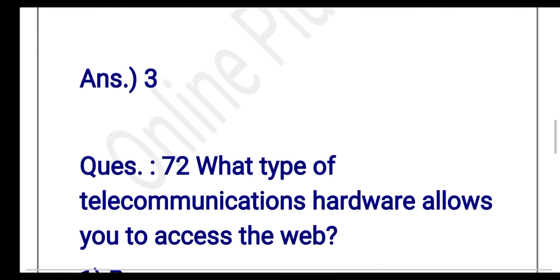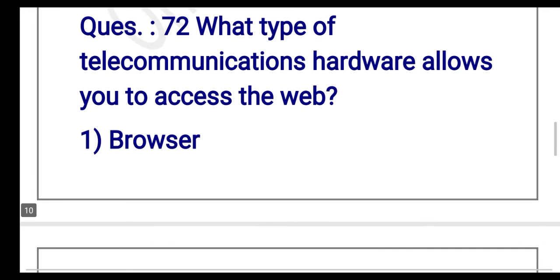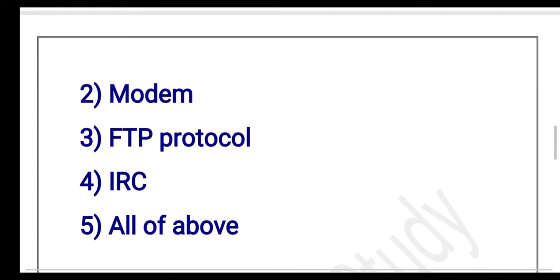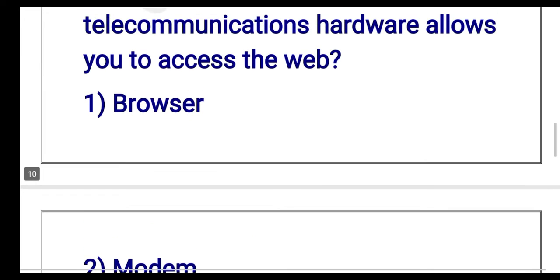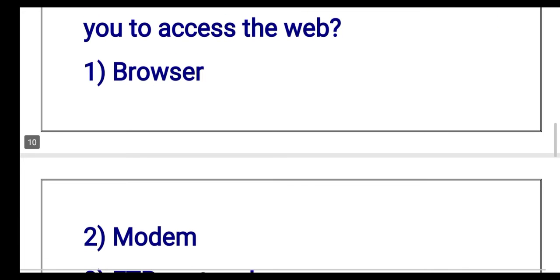The 72nd question is, which type of telecommunication hardware allows you to access the web? Options are browser, modem, FTP protocol, IRC, all of the above. So what is its answer? Its answer is option number 2, modem.